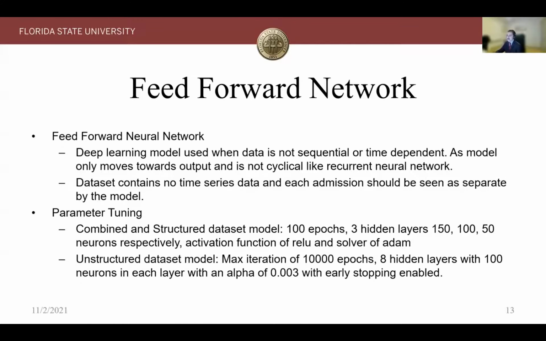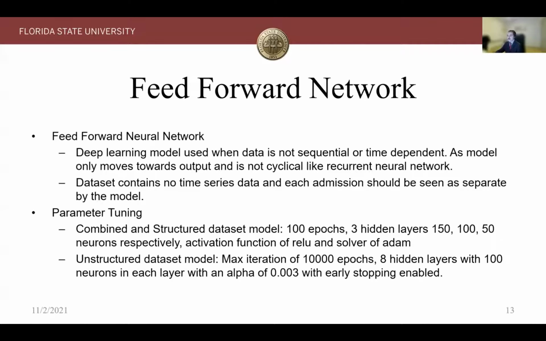We fine-tuned the hyperparameters for each data set. The combined data set used a model with 100 epochs and 3 hidden layers with 150 neurons each, an activation function of ReLU, and a solver of Adam. The structured data set used a model with the same hyperparameters as the combined data set. The unstructured data set used a max iteration of 10,000, 8 hidden layers with 100 neurons in each layer, an alpha of 0.003, and early stopping enabled.